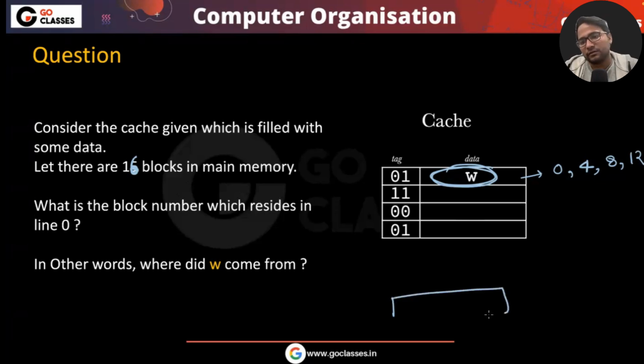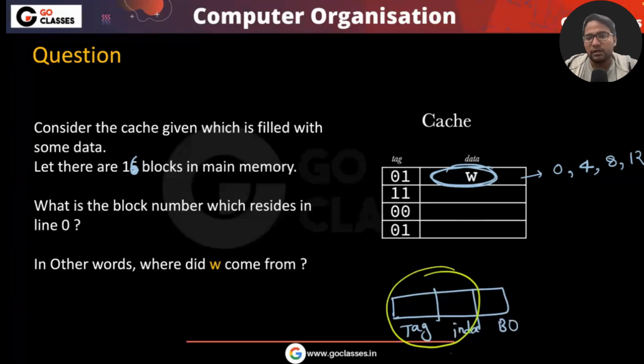See, if you recall, this is tag, this is index, this is block, byte offset or block offset. So let's only worry about the block number, right? The tag is given to you, it is 0, 1. The index you implicitly know, that this is 0, 0. Now can you tell me the block number?